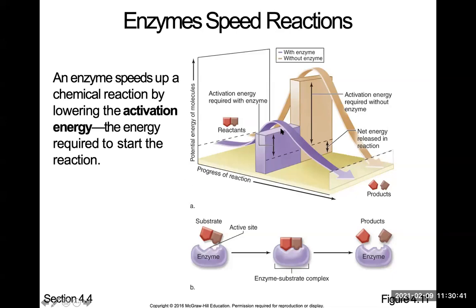In this photo, this is a reaction happening where there's no enzyme present. Then you have an enzyme, it lowered the energy that was needed for the reaction and also sped it up. So it speeds up the reaction and lowers the activation energy. So the reaction happens faster because there's less energy needed.